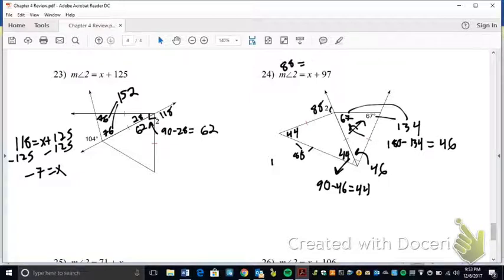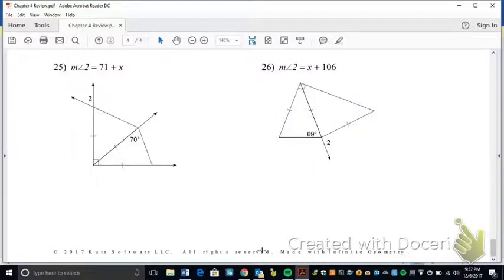Plug in 88 for both, and we get the measure of angle 2 equals 88 minus 97, or negative 9.25. Now here we've got the measure of angle 2 being a vertical angle with one of our other angles, okay?